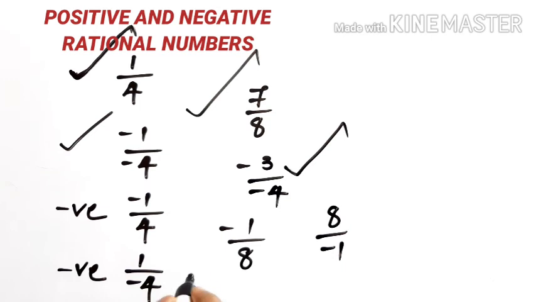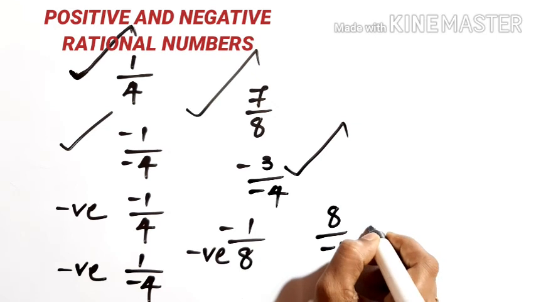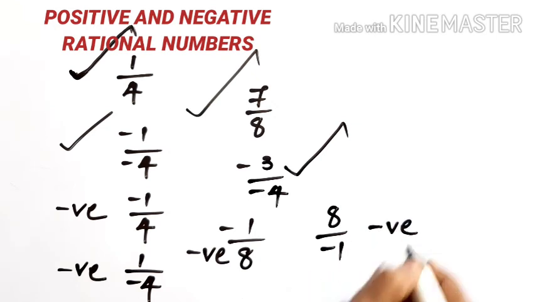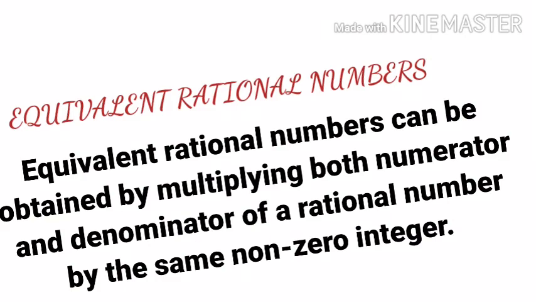What about minus 1 by 8? Also an example for negative rational number. 8 by minus 1. Positive or negative, children? Yes. Also an example for negative rational number. Is it clear? Next, we are going to discuss about equivalent rational numbers.